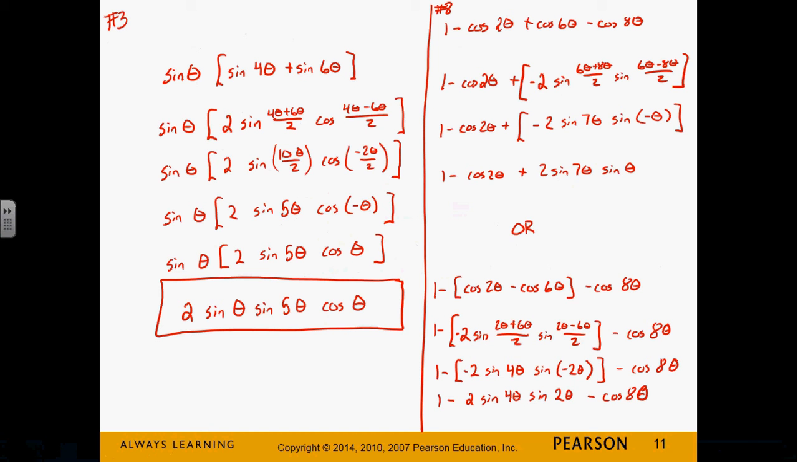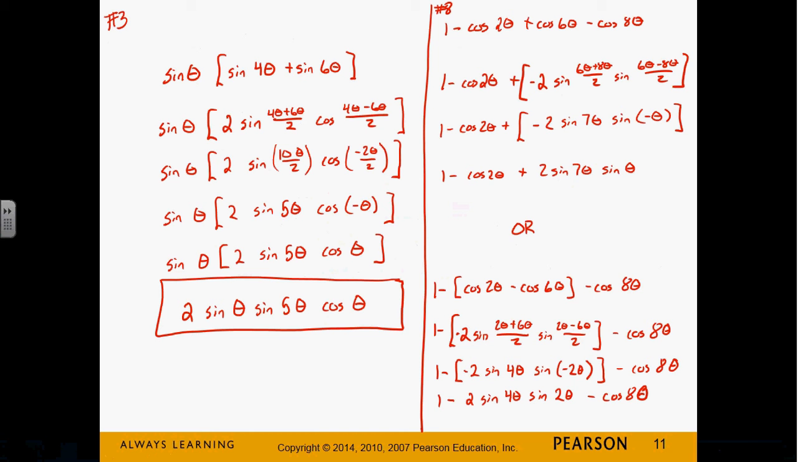Another way I did it was by associating the cosine 2 theta and the cosine 6 theta. I started by factoring that minus sign out, making the cosine positive and the cosine negative here. So I wind up with cosine minus cosine, which is negative 2 sine addition, sine subtraction. Same formula as it was up here. We have the same thing happen. The 2 plus 6 gives us 8 theta over 2, which is 4 theta. 2 theta minus 6 theta is negative 4 theta over 2, which gives us negative 2 theta. So since sine is an odd function, I can pull the minus sign out, change that to a plus. So we still have 1 minus 2 sine 4 theta sine 2 theta minus cosine 8 theta. Either one of those is correct. Just two different ways of doing the same problem.